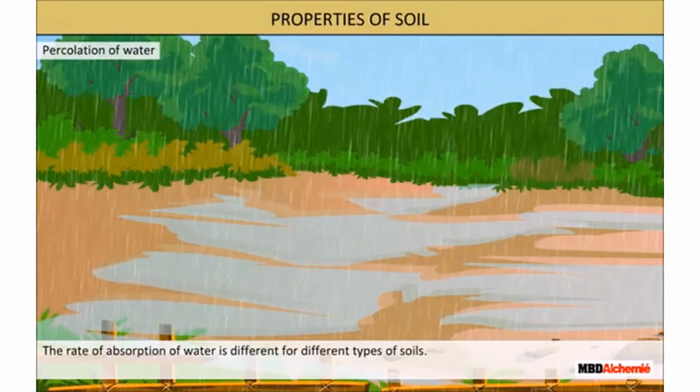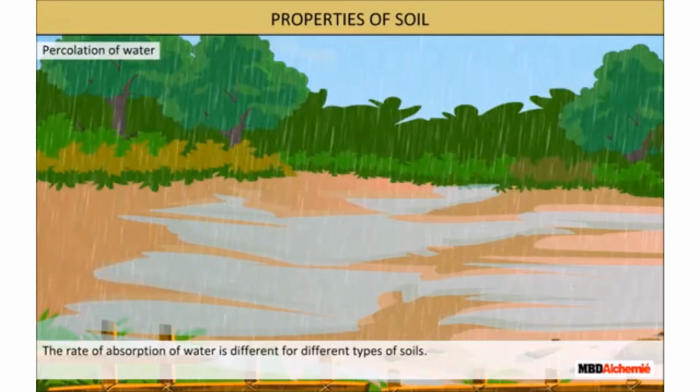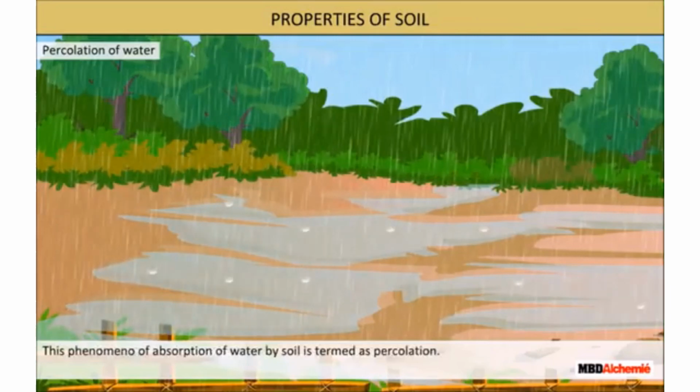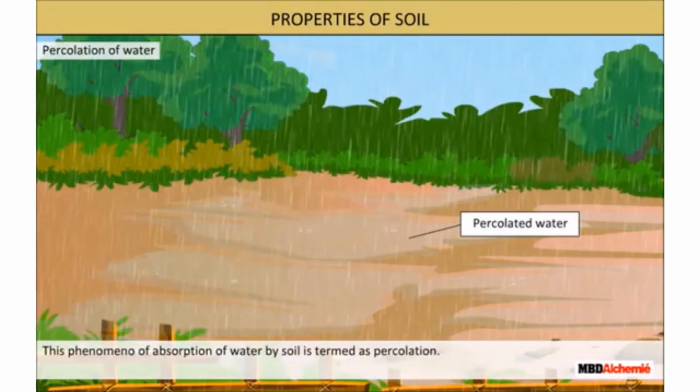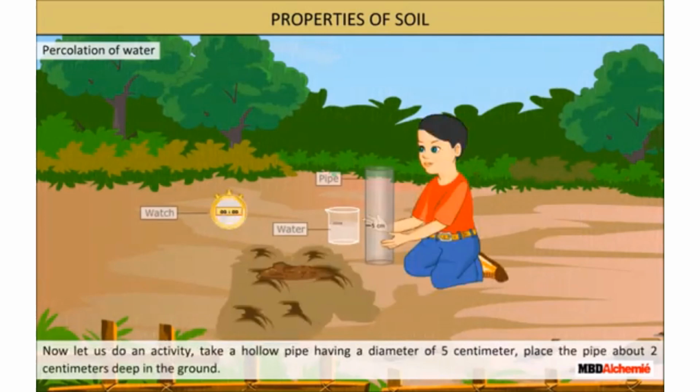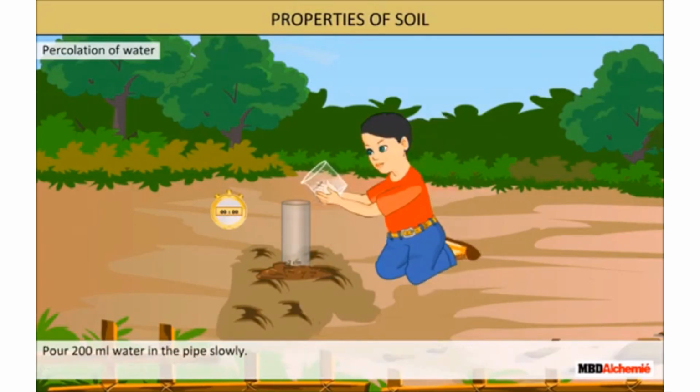Next is about properties of soil. The rate of absorption of water is different in different types of soils. This phenomenon of absorption of water by soil is termed as percolation. Now let us do an activity. Take a hollow pipe having a diameter of 5 centimeters. Place the pipe about 2 centimeters deep in the ground. Pour 200 milliliters of water in the pipe slowly.